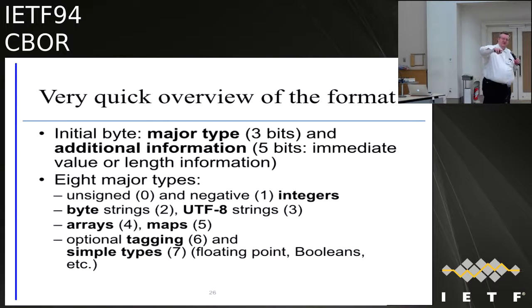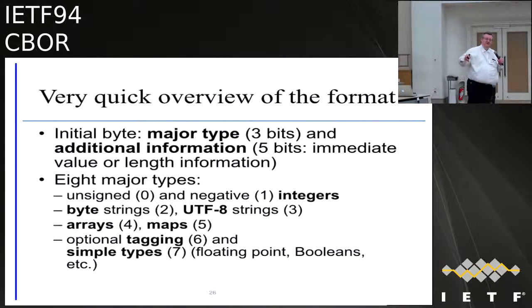If you know protocol buffers, they have this interesting thing called zigzag encoding. And this is essentially a way to do zigzag encoding without having to shift around the data. So we put the least significant bit of the zigzag encoding into the major type, and the rest is in the data field.